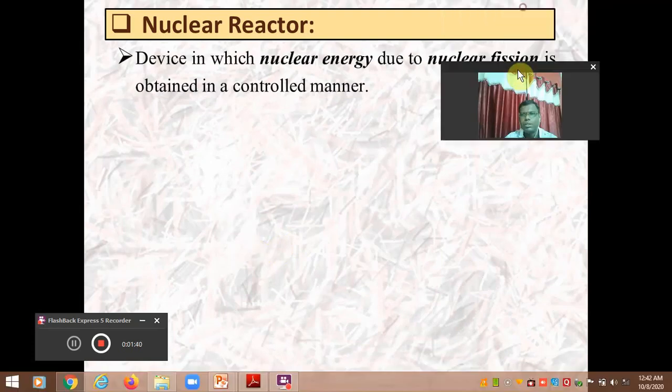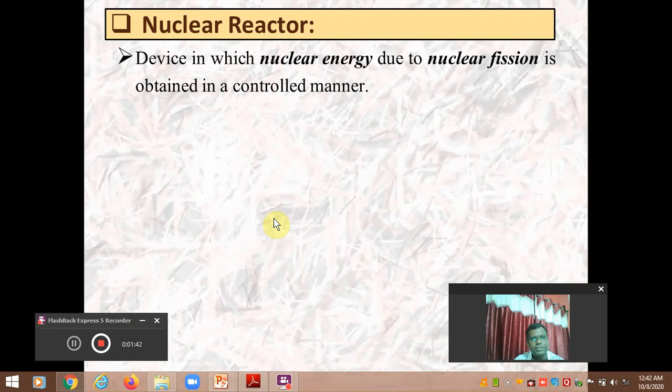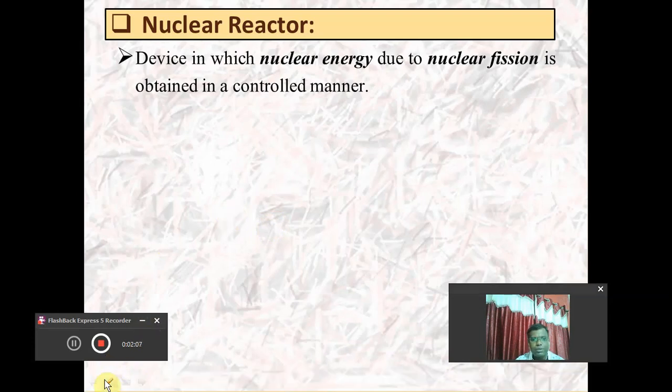Friends, already in the last part we discussed the nuclear reactor and how we can obtain nuclear energy in a controlled manner with the help of this device. Whenever we want to define the nuclear reactor, it is simply a device in which nuclear energy due to fission of nuclei is obtained in a controlled manner. Dear friends, this term is very important: in a controlled manner.